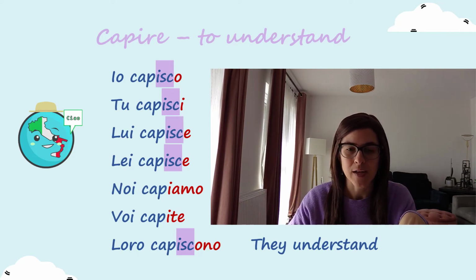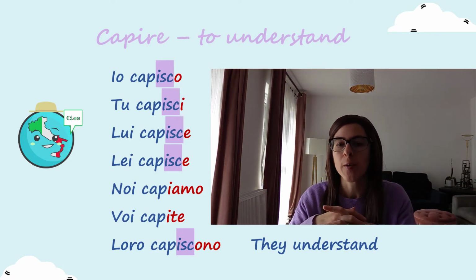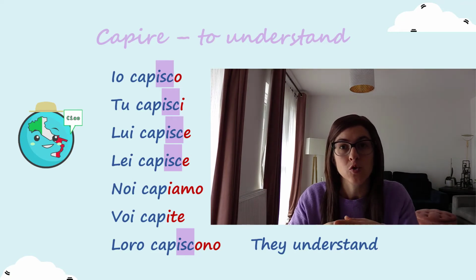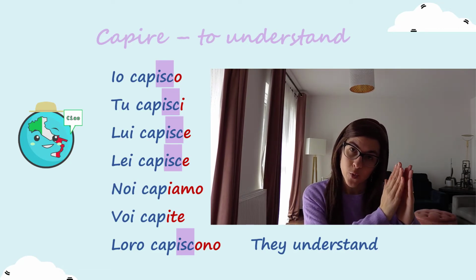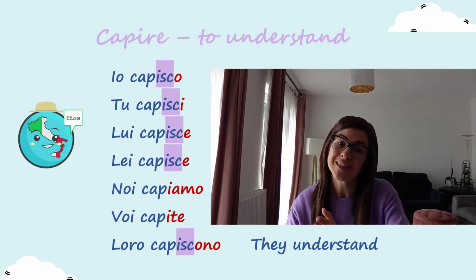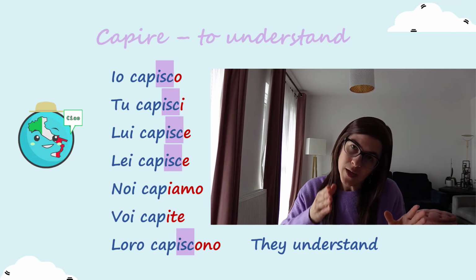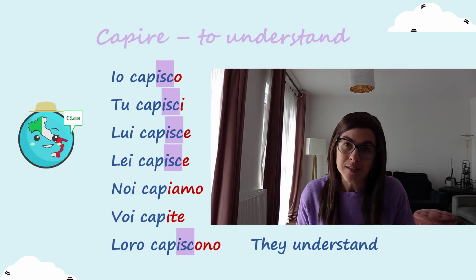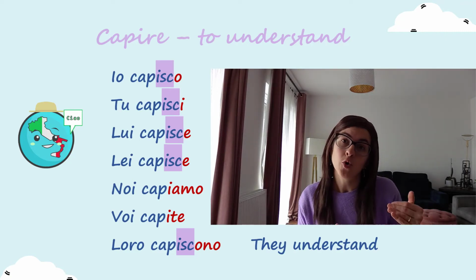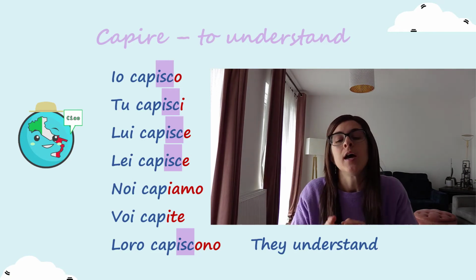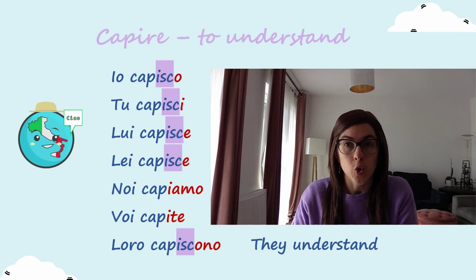So you see here, if we weren't to put in this isc to the terminations that I highlighted in violet, it would have been io capo, tu capi, lui cape, without that particle. So it's just not conjugated this way. It's got this extra particle that you put in between the root and the termination. The terminations are still the same. So capisco, capisci, capisce, capisce. And then capiamo and capite, noi and voi, are regular. And then we got loro, again, with this isc, capiscono.